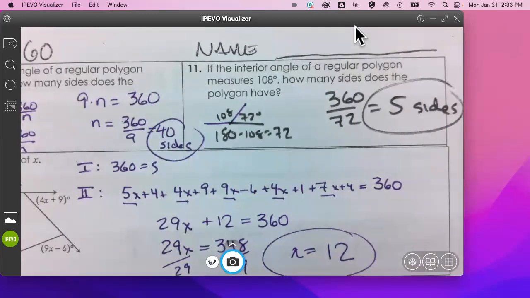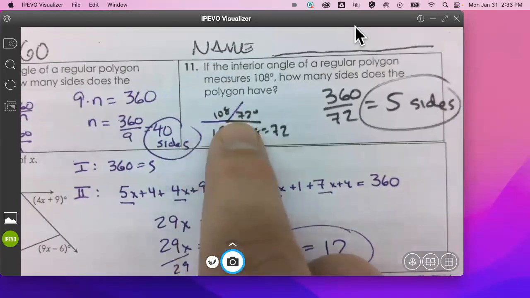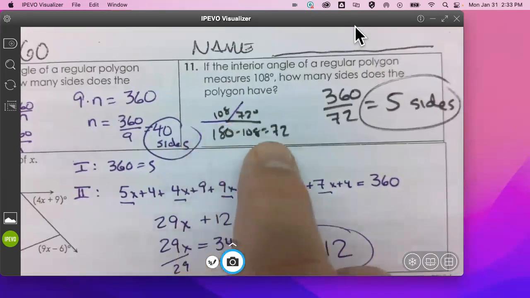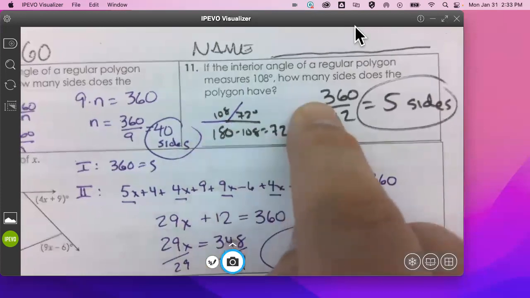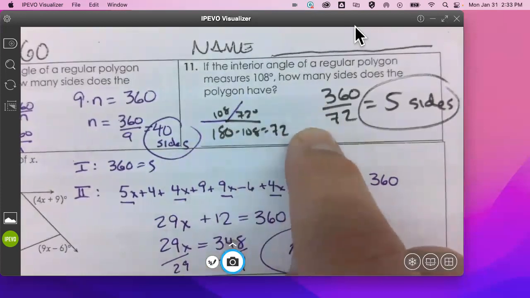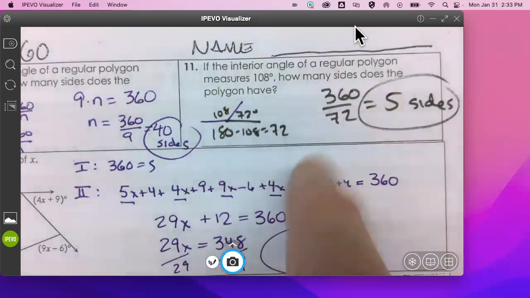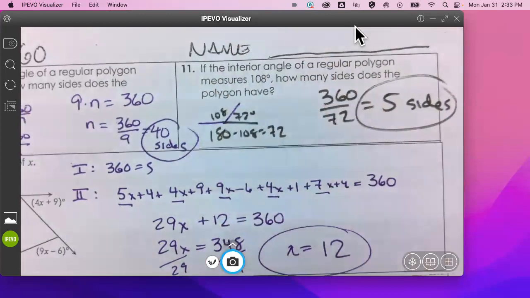So he said, I know that the interior and the exteriors are supplementary. So 180 minus 108 is 72. And then if I take 360 divided by 72, that tells me how many of those angles there'd be. The answer is 5.